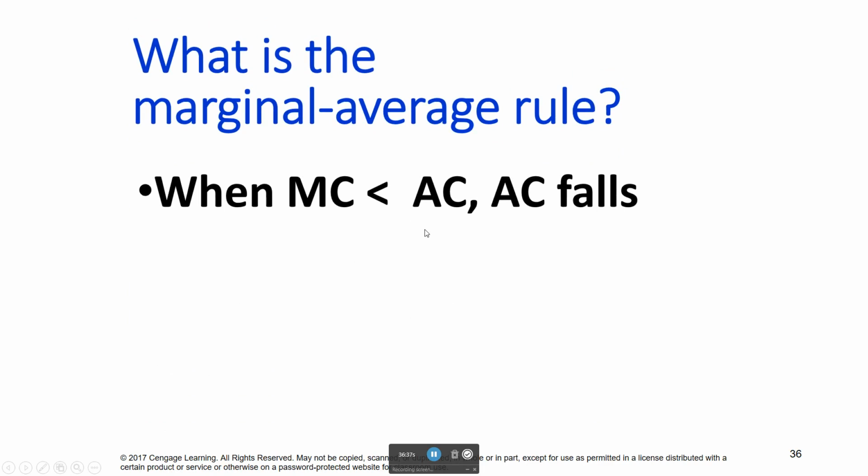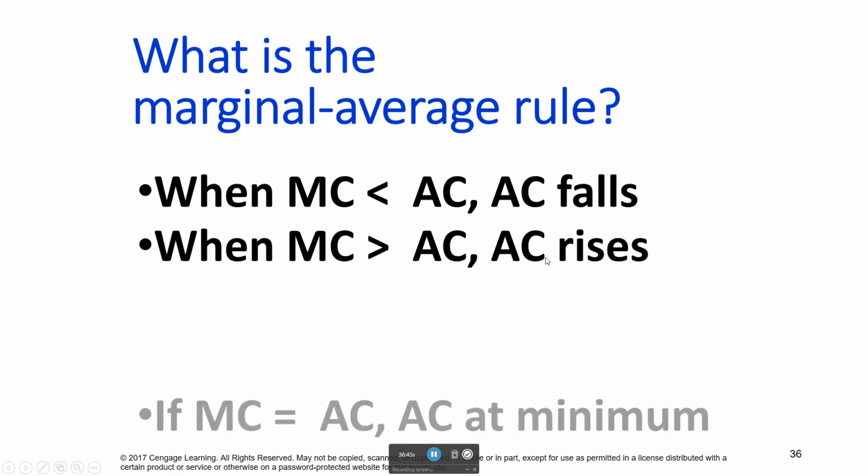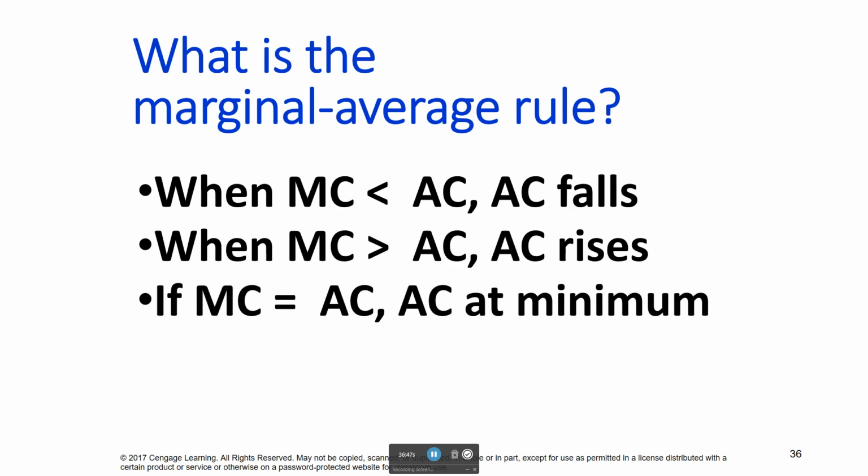You can read the average-marginal rule. When marginal cost is less than average cost, average cost falls. When marginal cost is greater than average cost, average cost rises. When marginal cost is equal to average cost, the curve is flat, in this case only at one point, and average costs are at their minimum. This also works for average variable costs.